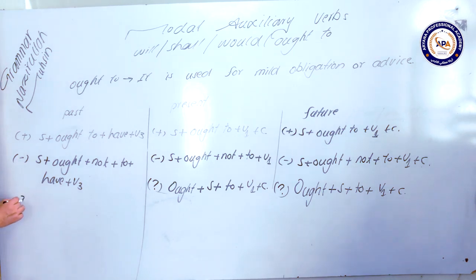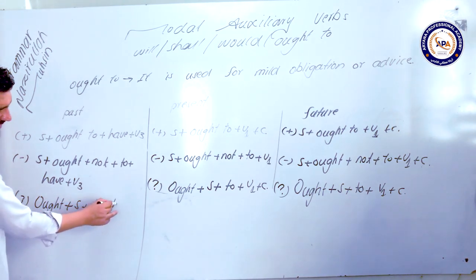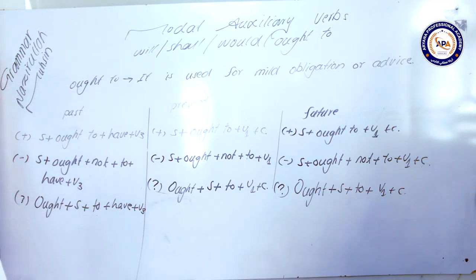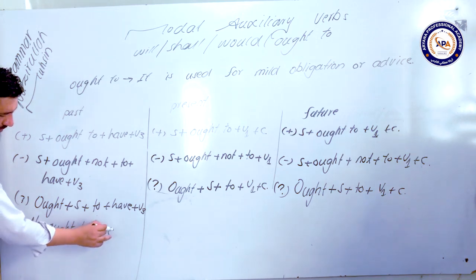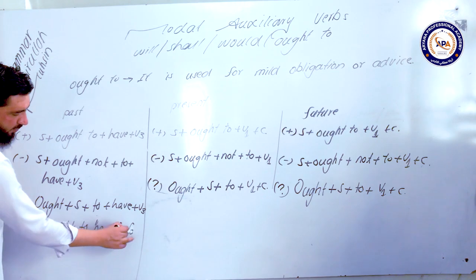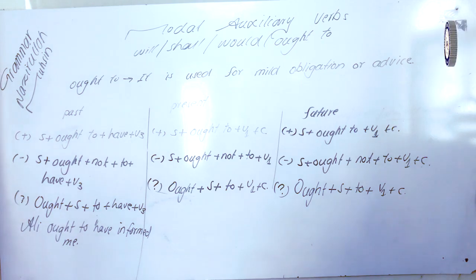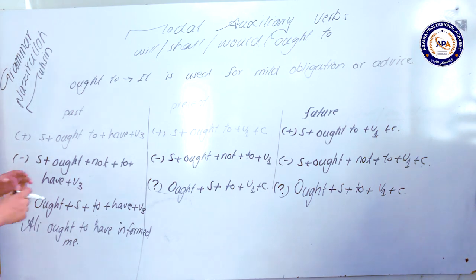Also here in the past, we bring ought to the beginning, plus subject, plus to, and then we have to use perfect tense: have plus third form of the verb. Like Ali ought to have informed me. In Pashto, we translate it as Ali should have informed me.